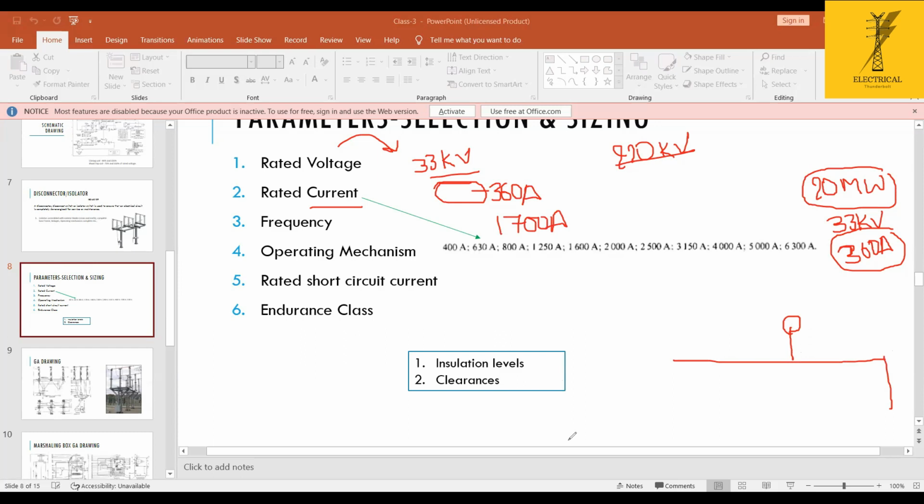Rated voltage is the maximum voltage. Highest system voltage is the maximum voltage. Rated voltage is your line to line voltage. Highest system voltage is your 36 kV and normal rated voltage is your 33 kV.